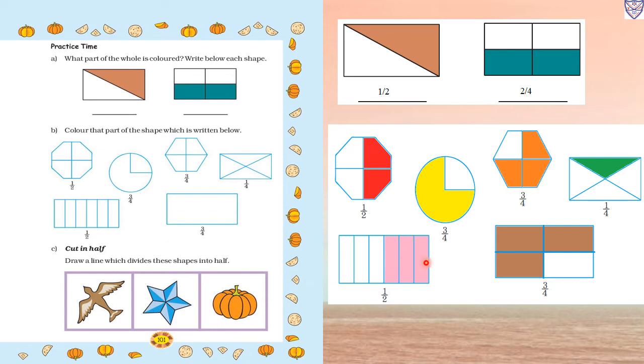There are 6 parts in total. So we have to make it a half. We will color 3. So that is half. Now next, 3/4. We have to first draw the shape. We will divide it into 4 equal parts: 1, 2, 3, 4. And of those 4 we will color only 3. 1, 2, 3.